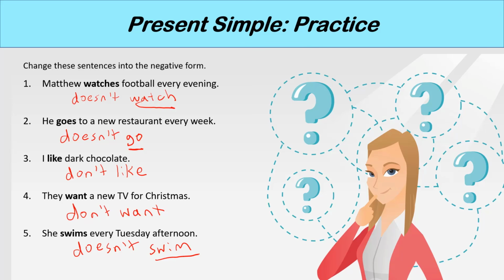Again, we do not conjugate the main verb. The verb stays the same. Okay, so let me know how many you got out of 5 for that one, and a total of how many you got out of 15 for the present simple, negative, and interrogative practice.